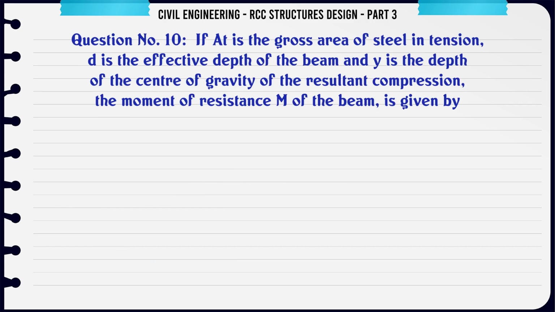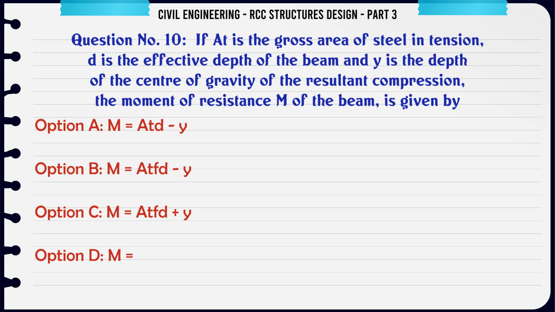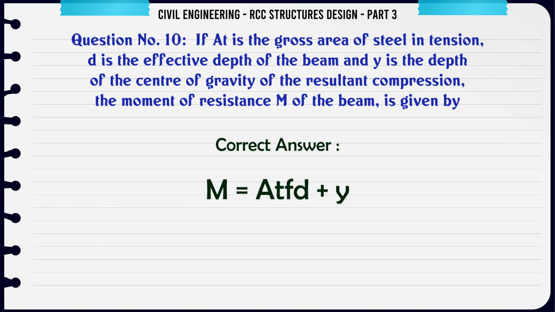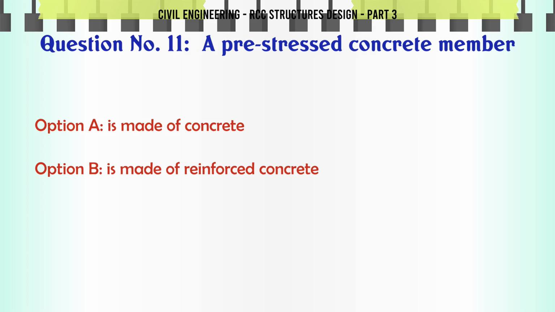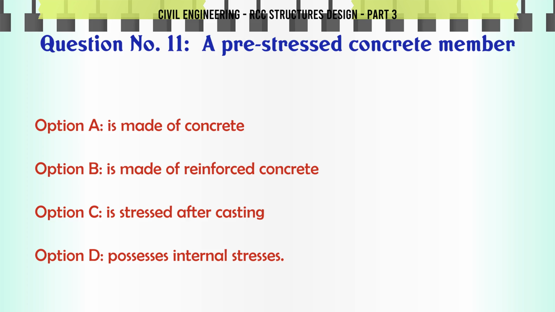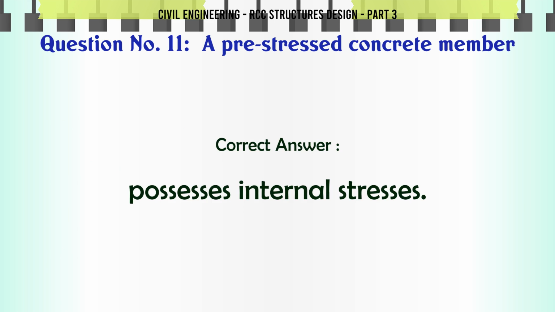If At is the gross area of steel in tension, d is the effective depth of the beam and y is the depth of the center of gravity of the resultant compression, the moment of resistance M of the beam is given by: A, M = At y; B, M = At y; C, M = At y; D, M = At y. The correct answer is M = At y. A prestressed concrete member: A, is made of concrete; B, is made of reinforced concrete; C, is stressed after casting; D, possesses internal stresses. The correct answer is possesses internal stresses.